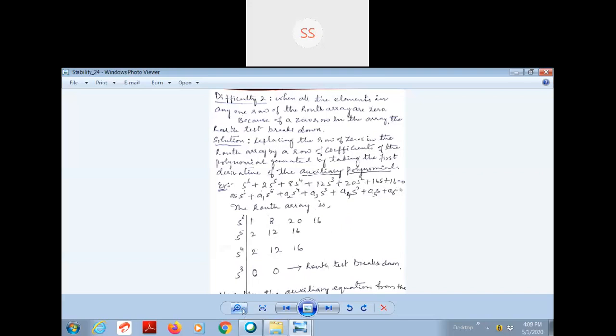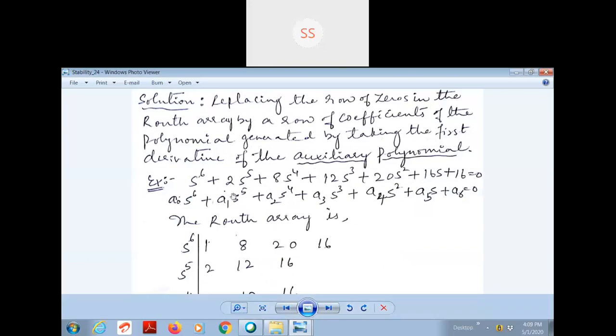So here we have a characteristic equation: s to the power of 6 plus 2 s to the power of 5 plus 8 s to the power of 4 plus 12 s cube plus 20 s square plus 16 s plus 16 equal to 0. Now write down our standard characteristic equation so that it is easy to compare the coefficients and fill up the first two rows of the root array. So a0 is 1, a1 is 2, a2 is 8, a3 is 12, a4 is 20, a5 is 16, and the last, a6, is 60.